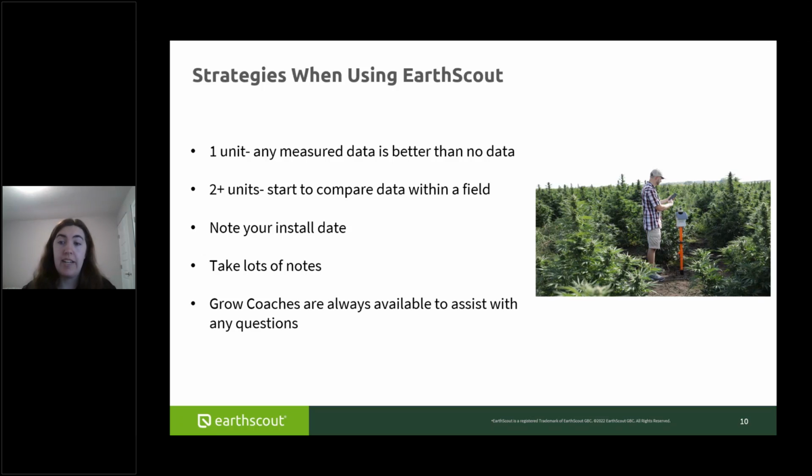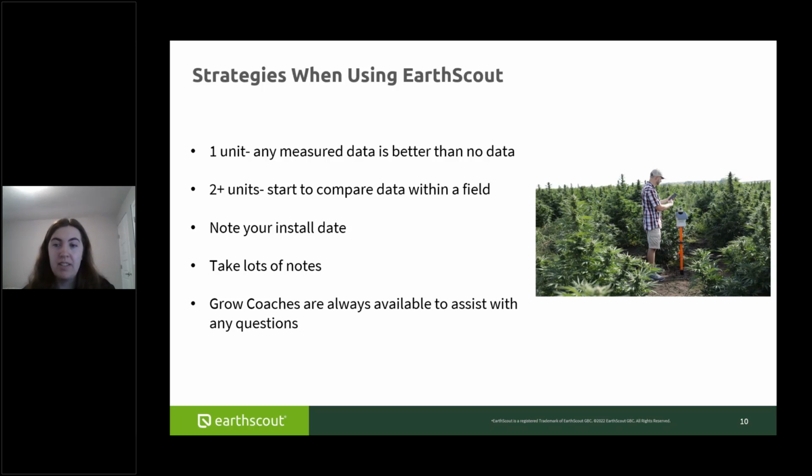We also want to watch our data come in immediately after the water has been applied to see how it affects different sensors at different depths and even at different units if you have multiple units in a field. One last thing is to take pictures. It's really easy to forget what happened in July when it's December.